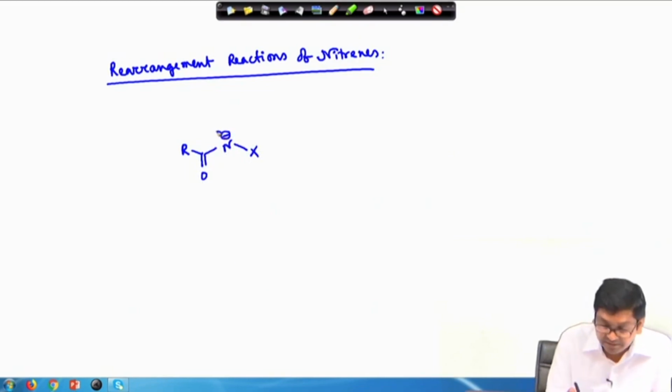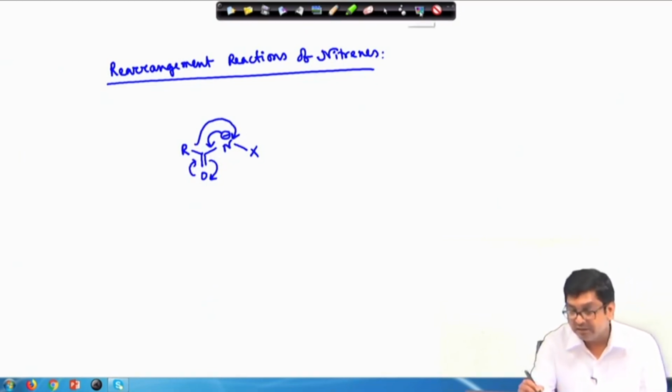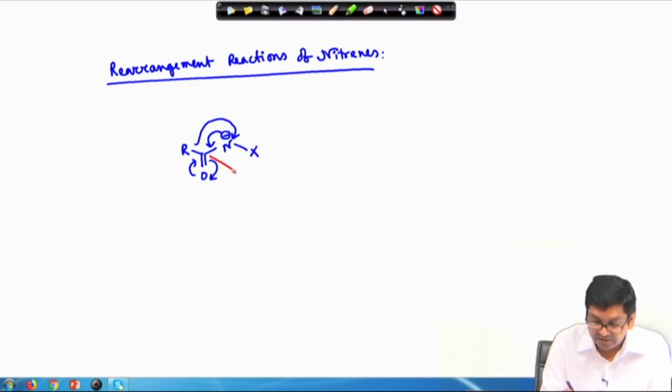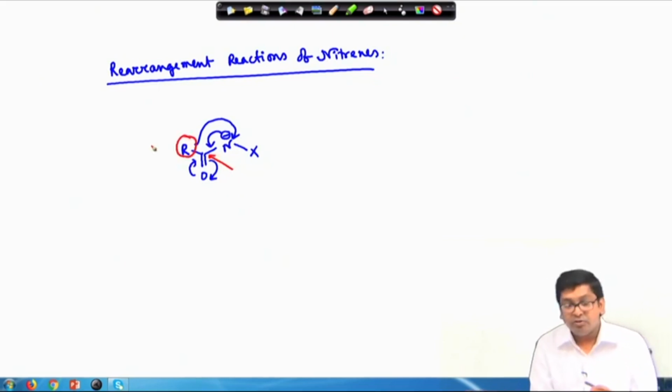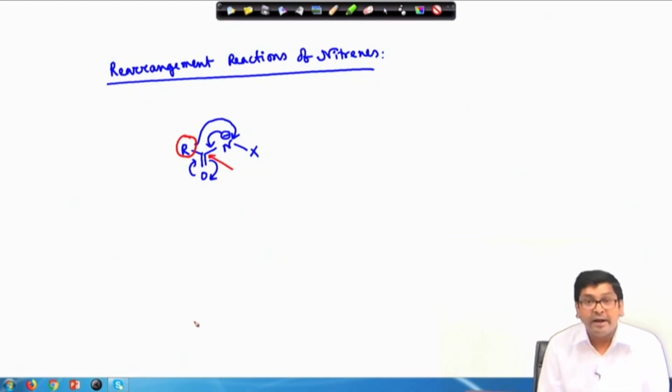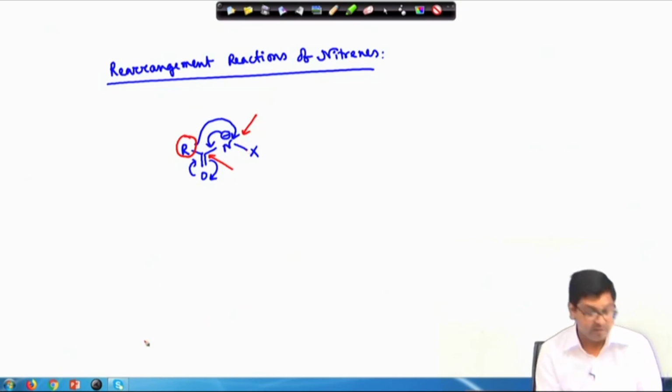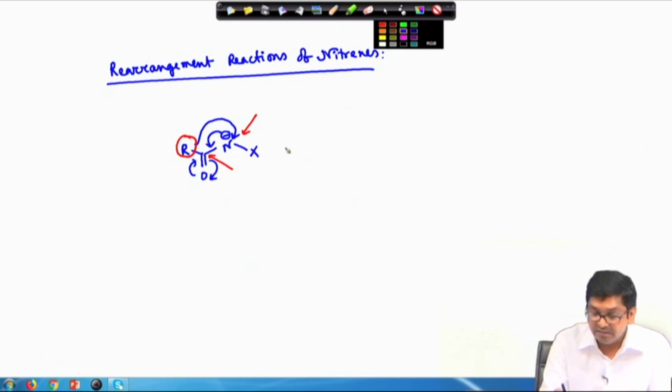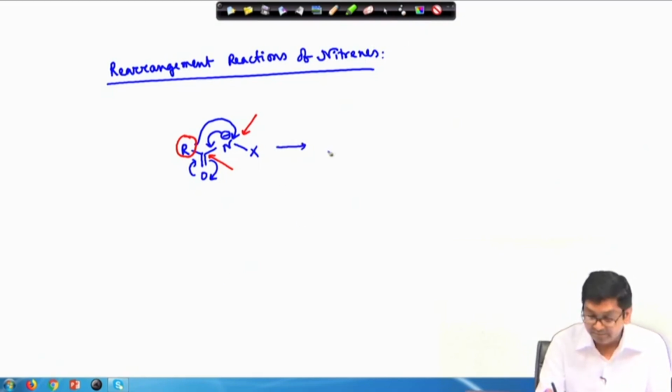If we see the rearrangement in general, it will happen in this way. This is the 1,2 migration: this is the adjacent carbon, and the associated group or atom will be migrated to the electron deficient nitrogen center over here. And overall what will it give? It will give this isocyanate species.